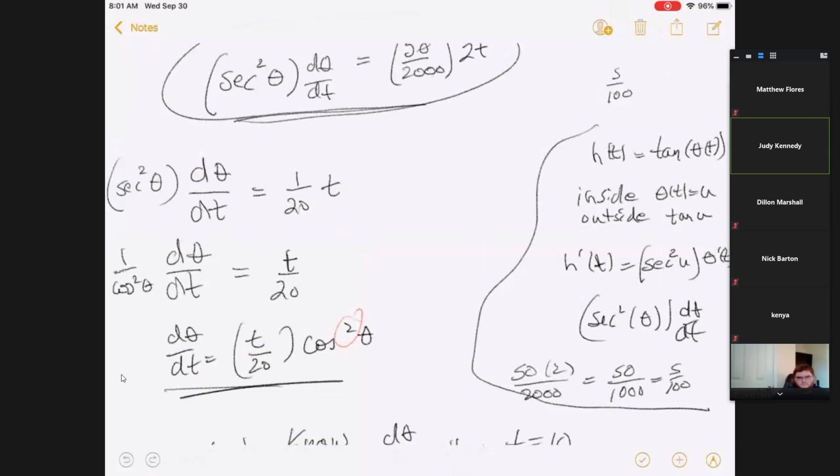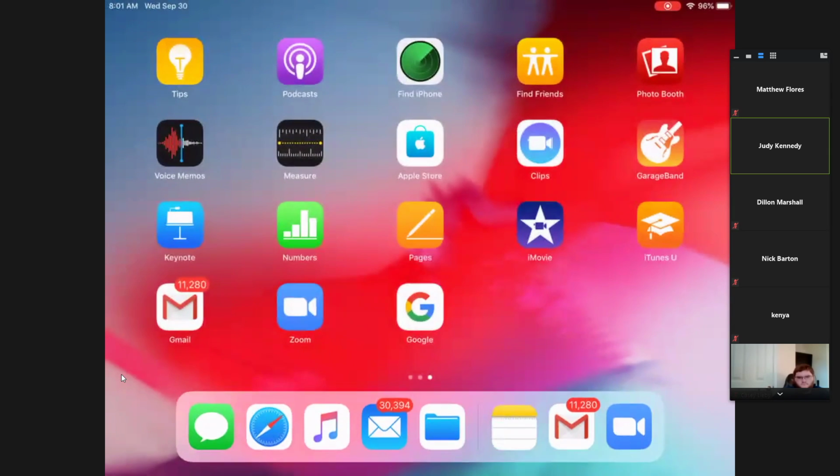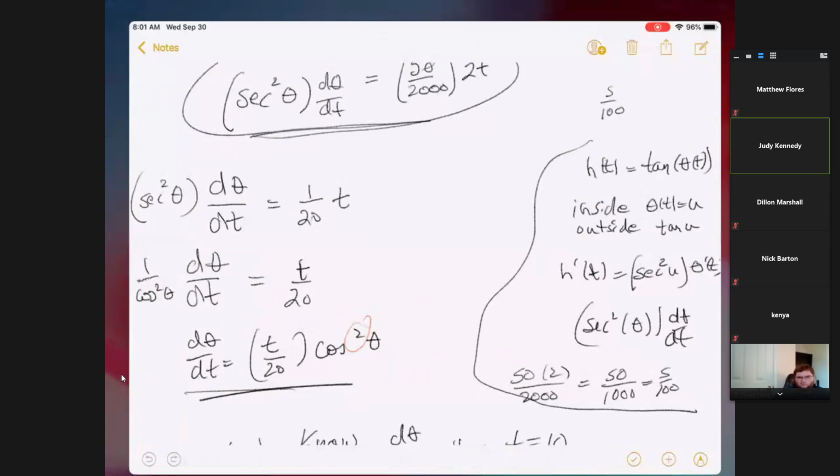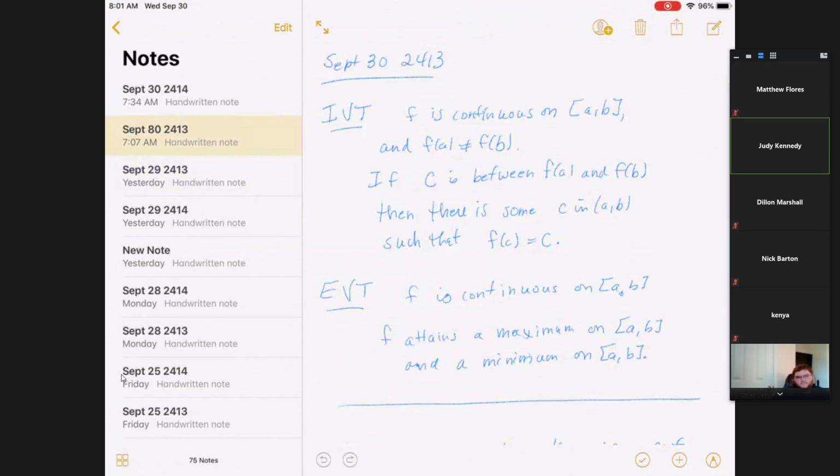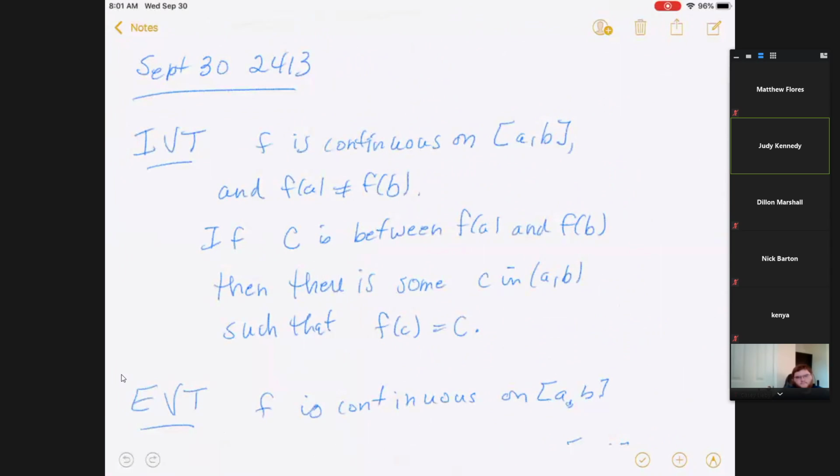That was yesterday. Okay, so today we're going to talk about the intermediate value theorem and the extreme value theorem, abbreviated IVT and EVT for short.